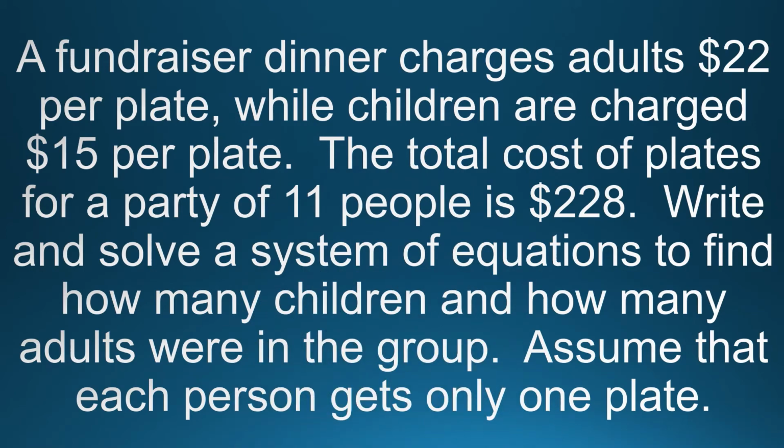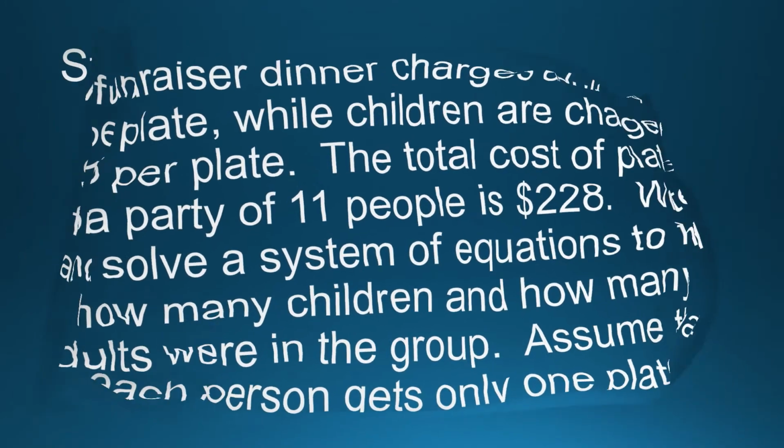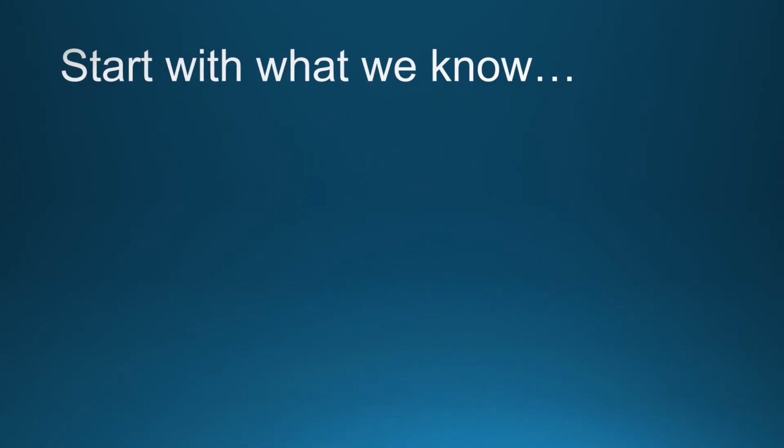Alright, now teachers like to use a lot of word problems with math, so let's look at this. A fundraiser dinner charges adults $22 per plate, while children are charged $15 per plate. The total cost of plates for a party of 11 people is $228. Write and solve the system of equations to find how many children and how many adults are in the group. Assume that each person gets only one plate.